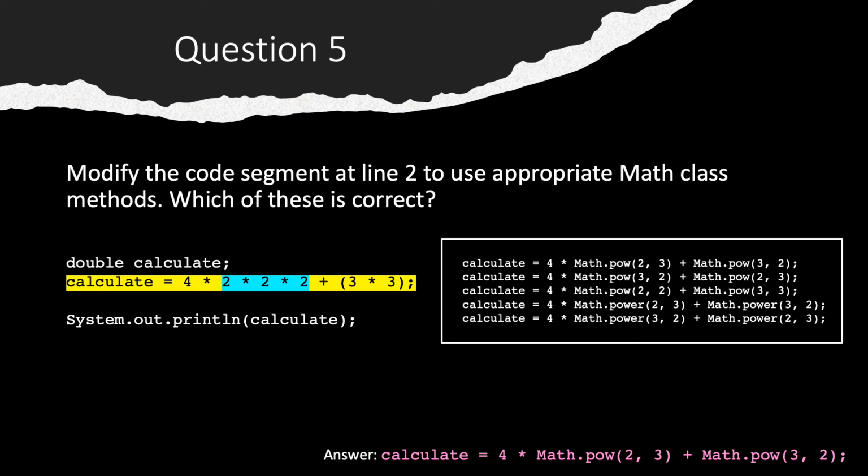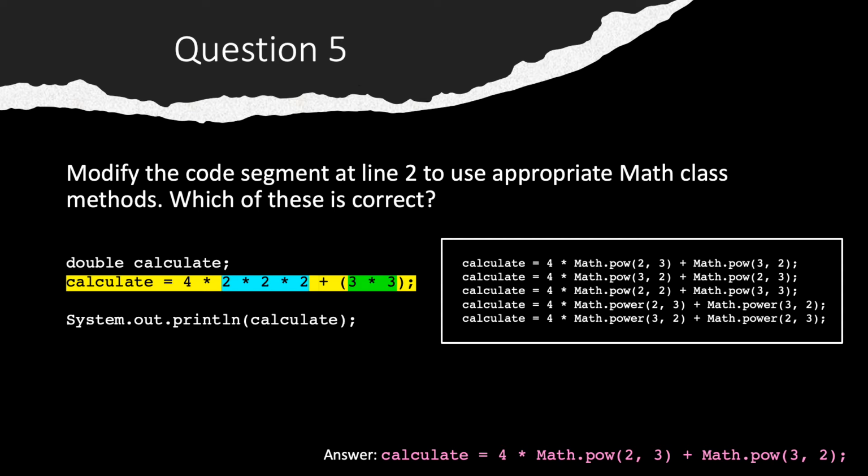We have used this method several times during class and exercises. It has to be the power method that is POW, P-O-W. Within the POW method, it takes two numbers. The first number refers to the number itself, and the second number refers to the power. So, 2 times 2 times 2 is 2 to the power of 3. So, it is maths.pow 2, 3.